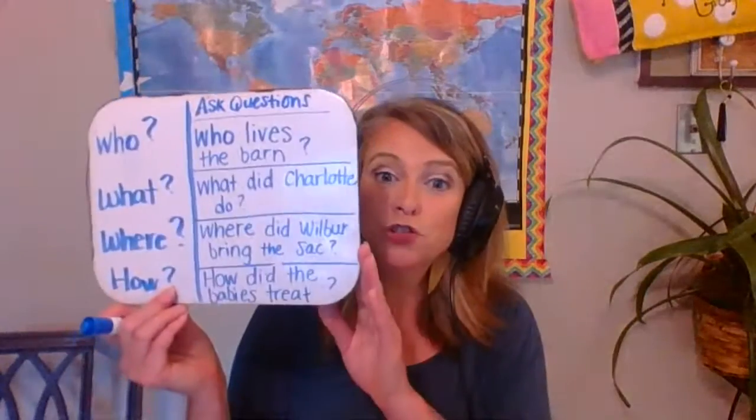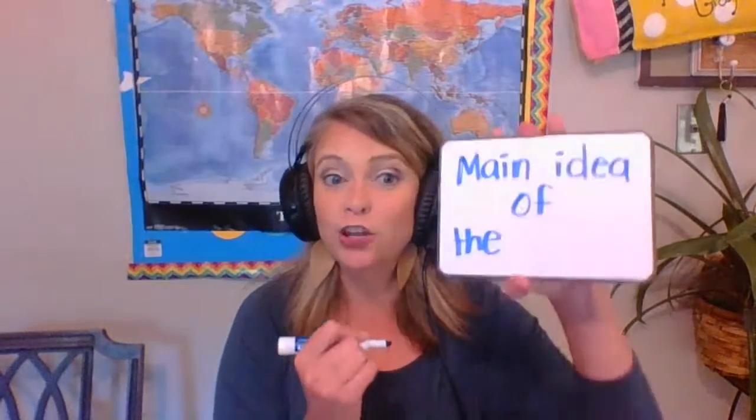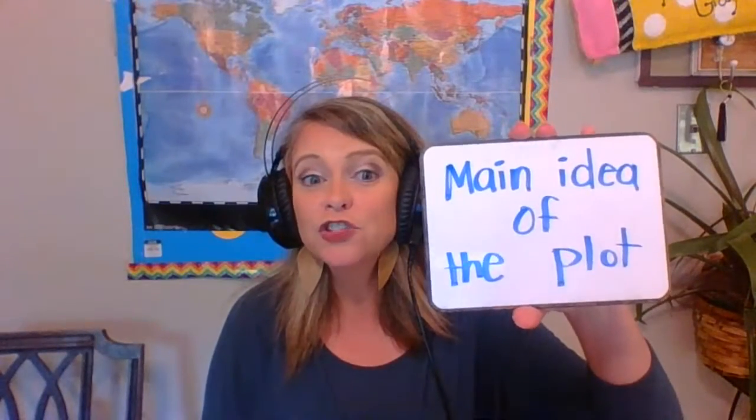So those are some details that you could list about the story. Ask yourself these questions to help you find the main idea. Do you remember what we learned was the main idea? The main idea of a story. Okay, that would be the main thing that happened. What do we call the things that happen in the story? We have a word that starts with a P. Do you remember? Plot.